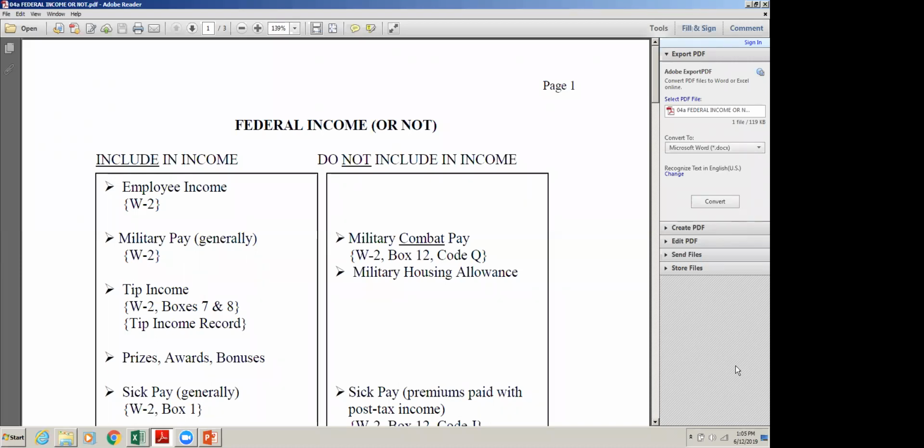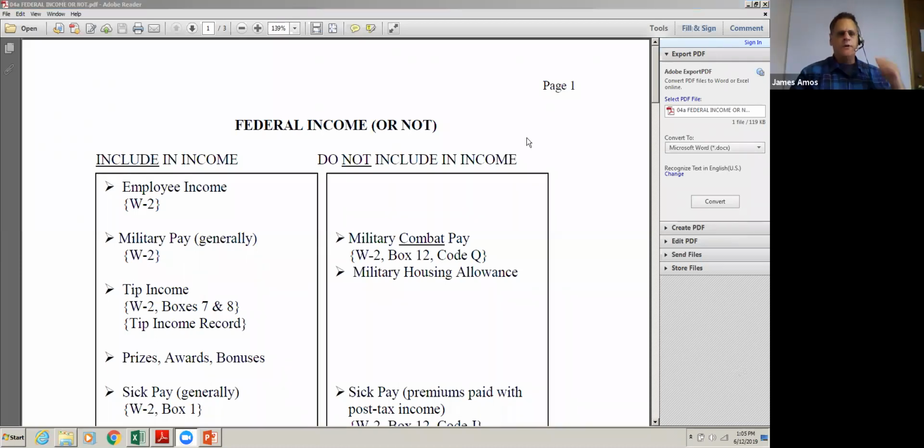Perfect. Thank you. Okay, so everyone, let's take a look on the screen for a second. This is that federal income or not. Everything on page 1 is what we covered, and let's do a really high-level overview. Left side is what should be included in income. What's on the right side should not be included in income.